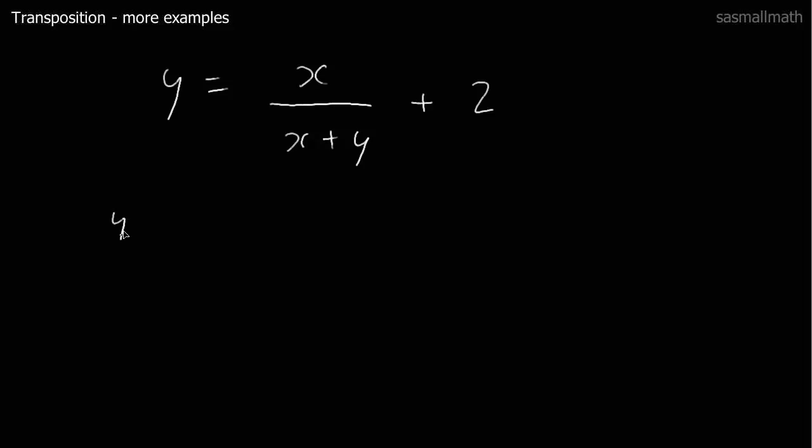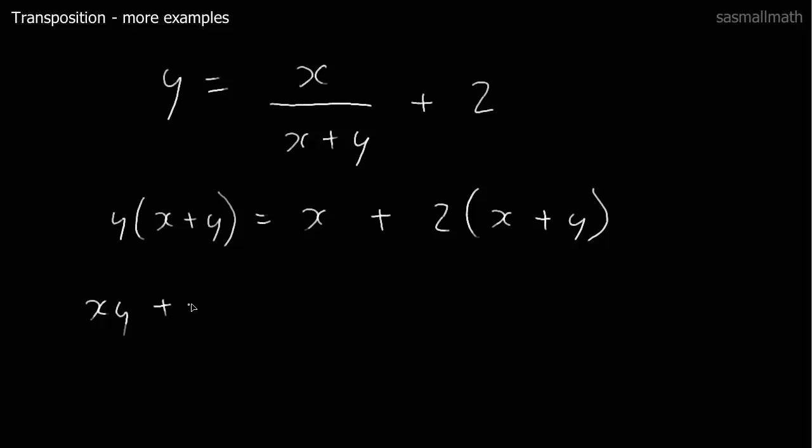So that gives us y(x plus y) equals x, because we got rid of it from there. But we must multiply this by x plus y, because we've multiplied the whole equation by x plus y. We'll expand this and expand that and see what we get. And put them in alphabetical order, so xy plus y squared equals x plus 2x plus 2y.